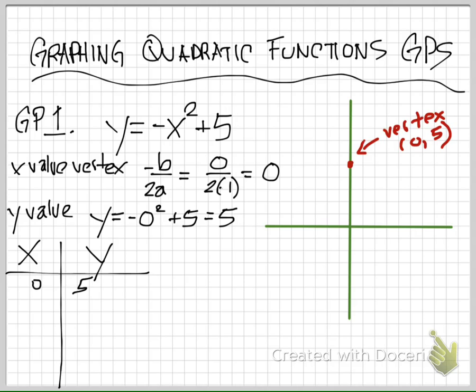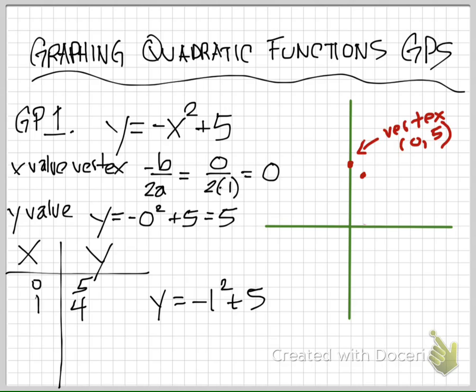The next value of x to the right will be at x is equal to 1. So I'm going to go ahead and write 1 on my chart, and I'm going to plug that into the original equation. Y equals -1 squared plus 5. Well, that's 1. -1 plus 5, well, that gives me 4. So when I plot that point out, I'm going to have a point at 1 followed by 4. It's going to be right here.